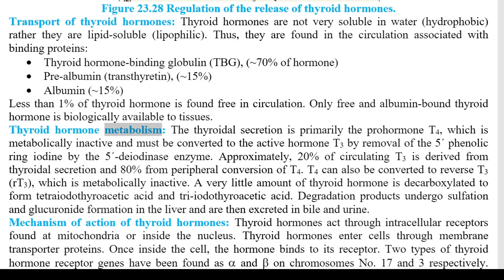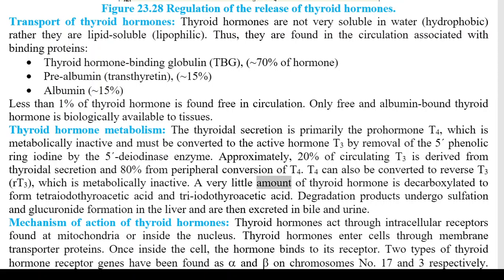Thyroid hormone metabolism. The thyroidal secretion is primarily the prohormone T4, which is metabolically inactive and must be converted to the active hormone T3 by removal of the 5'-phenolic ring iodine by the 5'-deiodinase enzyme. Approximately 20% of circulating T3 is derived from thyroidal secretion and 80% from peripheral conversion of T4. T4 can also be converted to reverse T3, RT3, which is metabolically inactive.